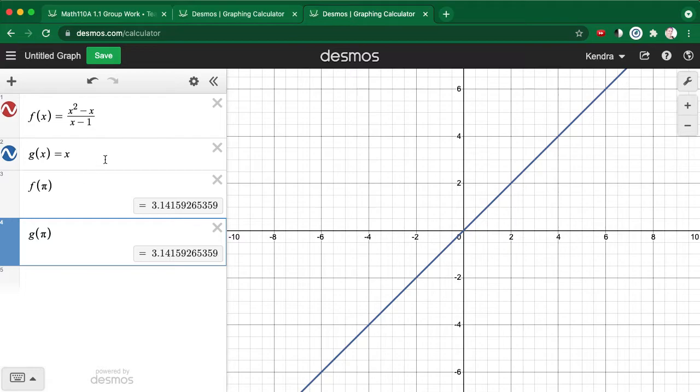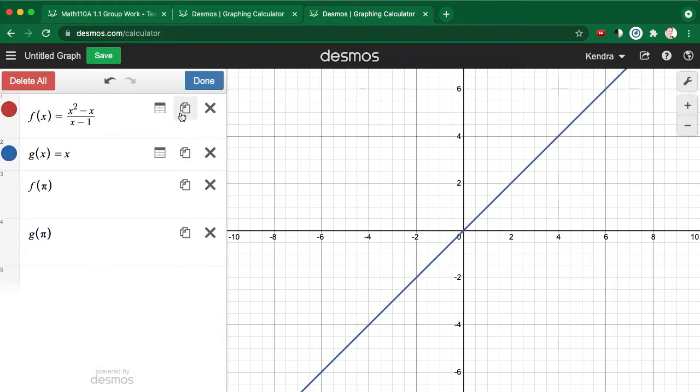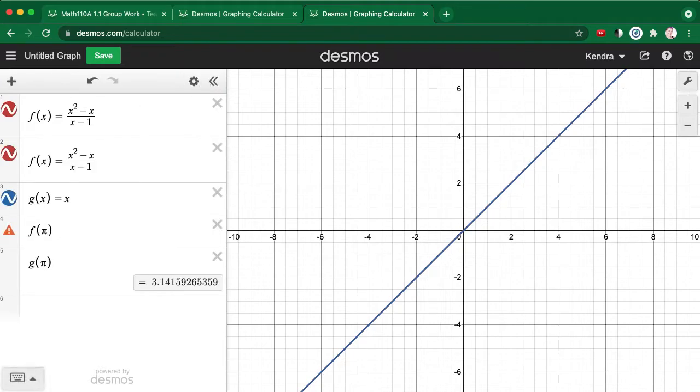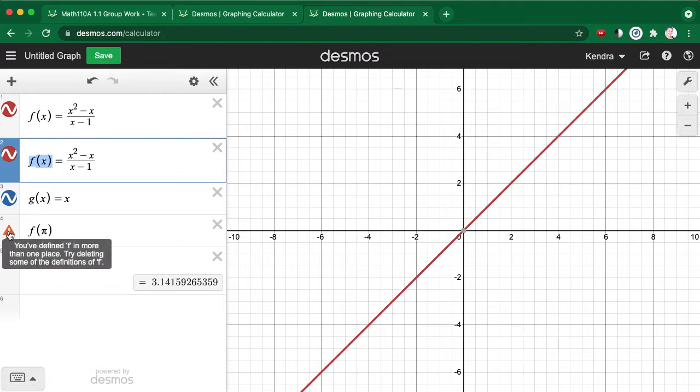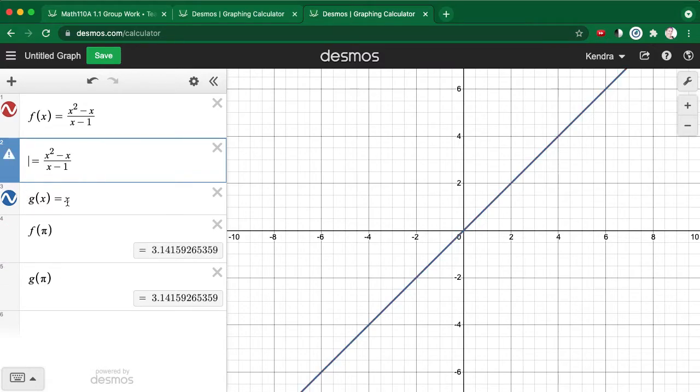And so the suggestion from some people is to factor the x out of the numerator of f. Let's actually do that. I'm going to just duplicate that line, and I'm going to take away this because this says I've defined f in more than one place. I have an f here and an f here, so I'm just going to remove that f. And it's giving me a warning that says I need something on both sides of the equal sign. That's fine. I'm not actually using this to calculate anything. I'm just using this to show some of my work.